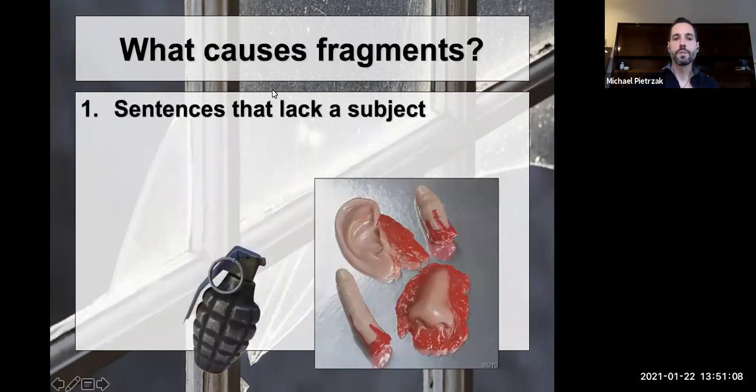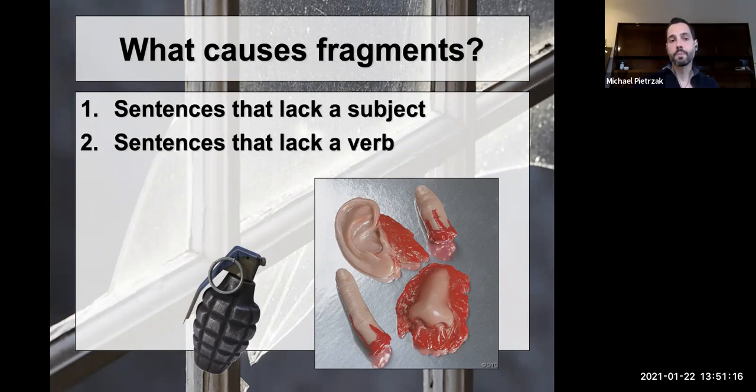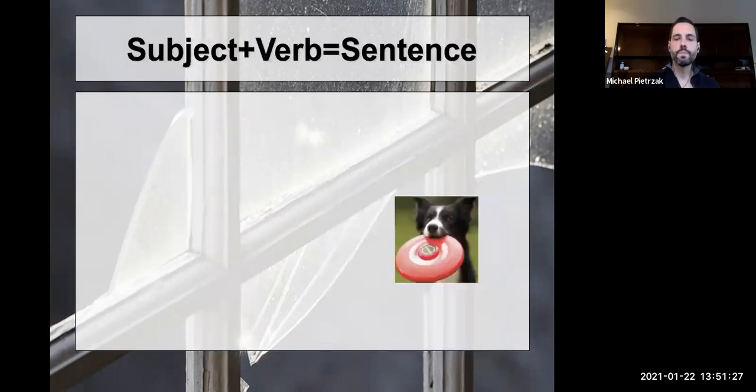What causes fragments? Okay, so I think we did in a previous lecture the structure of a sentence. So if a sentence lacks a subject, it can become a fragment. If it lacks a verb or an action word, it can become a fragment. Or it's using what's called a subordinator. So that's a term you're going to want to remember for the test. But let me explain that to you.